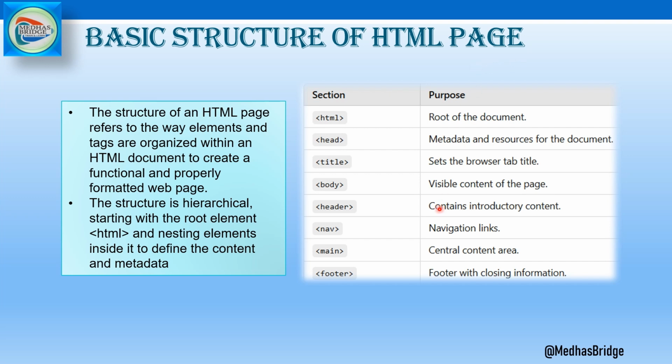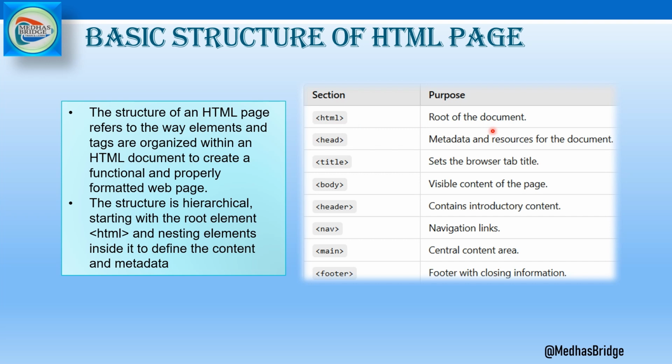So when you open any HTML page, what you can see is an HTML tag, head, title, body, header, navigation, main, footer. These are the basic sections that you can see in any web page when you look at the HTML code representation of a website. Okay, this is the purpose of each tag at a high level.